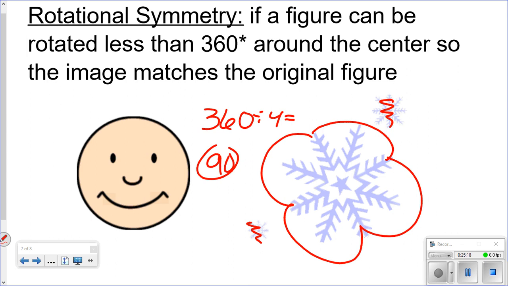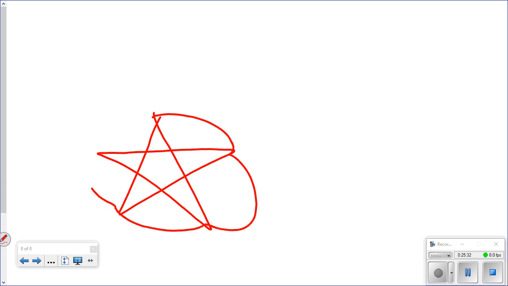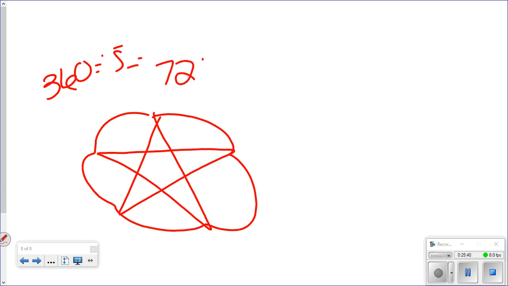That makes sense to everybody? So here's another one. Let's do a star. Would a star have rotational symmetry? Yeah, it would. Let's figure out the degree then. I could turn it here, be the same here, here, here, here. So how many times could I turn it? 5. So 360 divided by 5, I believe, is 72. So I can turn it 72 degrees, and it will look the same.